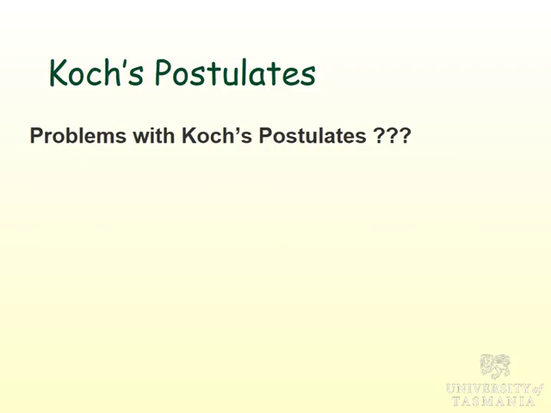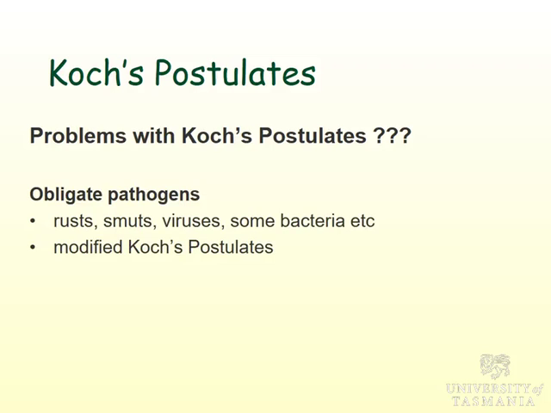Two minutes. What are the problems? Quick. Not all can be put onto an agar plate. Exactly. Obligate pathogens, rusts, smuts, viruses can't be isolated. So they've made modified Koch's postulates where you kind of semi-isolate them. You take them out of one plant, you put them into another plant, and then back again. It's not quite the same, but it's the best they can do.